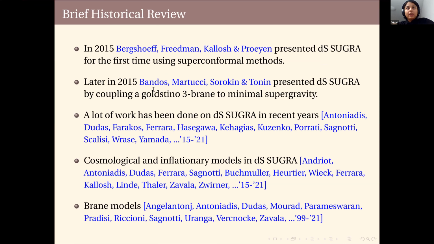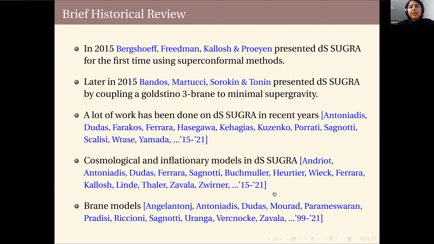Later in the same year, there was this other group of people, Bandos, Martucci, Sorokin, and Tonin, all based in Padua, who constructed pure de Sitter supergravity using what they call a Goldstino 3-brane, coupled minimally to supergravity. Around the same time and in the years following, a lot of other work has been done in related areas, like exploring the properties of nilpotent supergravity, scanning the supersymmetry breaking scale and the gravitino mass, coupling pure de Sitter supergravity to matter, and studying the properties of constrained superfields.